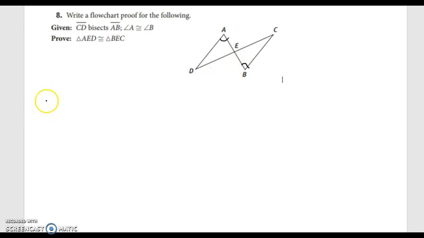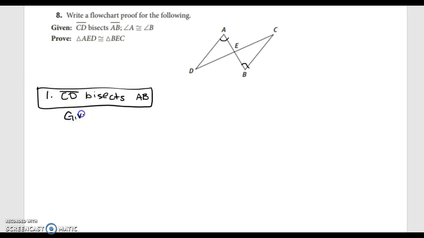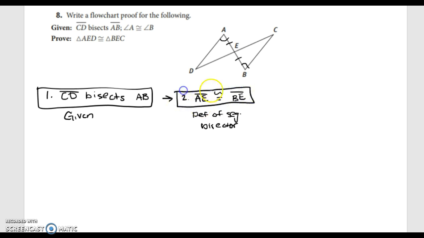So now that I've labeled, I'm going to start my flowchart. So number 1, I'm going to start with my given. CD bisects segment AB. And the reason is given, which I write underneath. Now using that information, we can say that because CD bisects AB, I know that these two sides are congruent. I know that segment AE is congruent to segment BE. And how do I know that? Because of the definition of a segment bisector. Okay? So I'm going to make my flowchart look the right way.